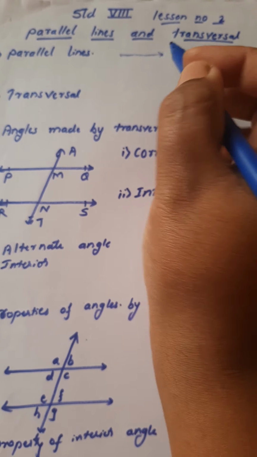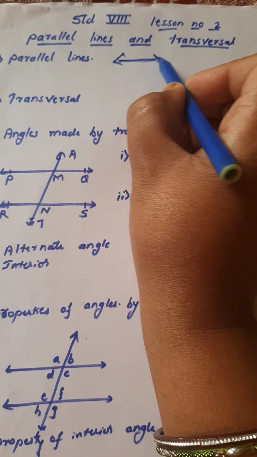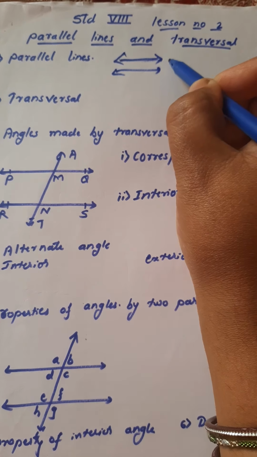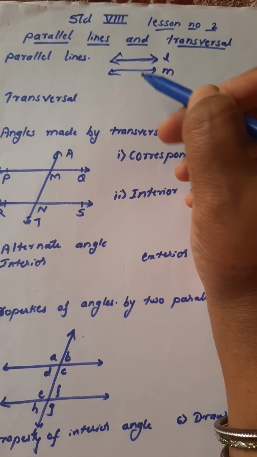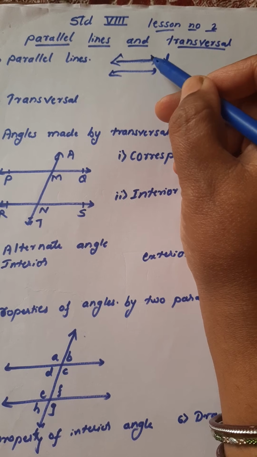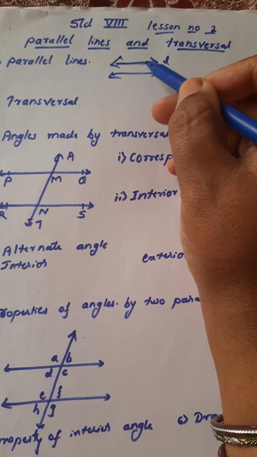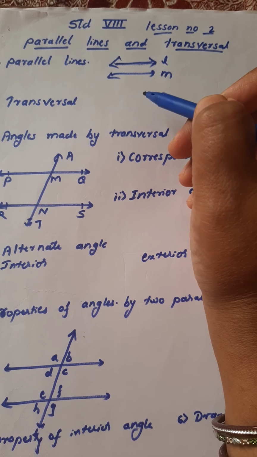Now, this is line L and line M. It may be of any measure, maybe 2 centimeter, but they are in the same plane. It is called parallel lines.